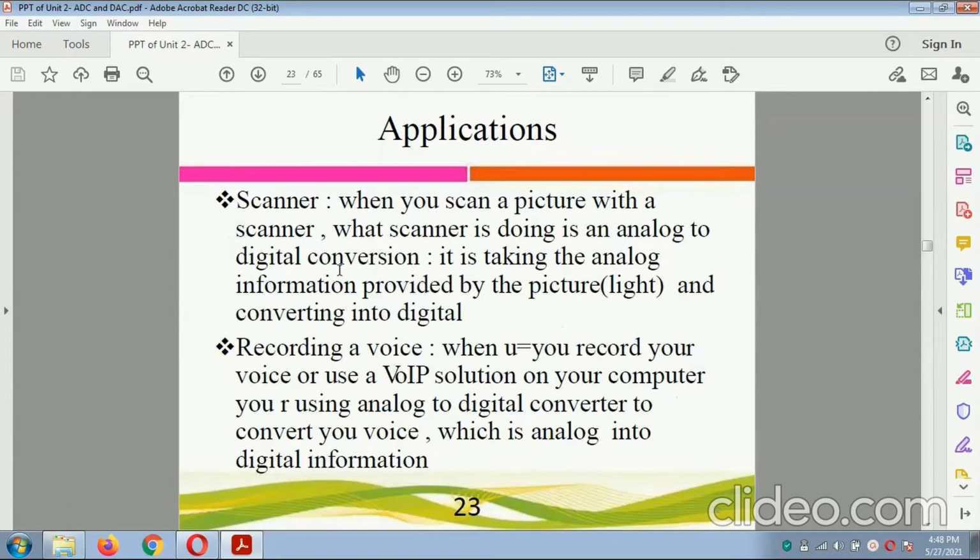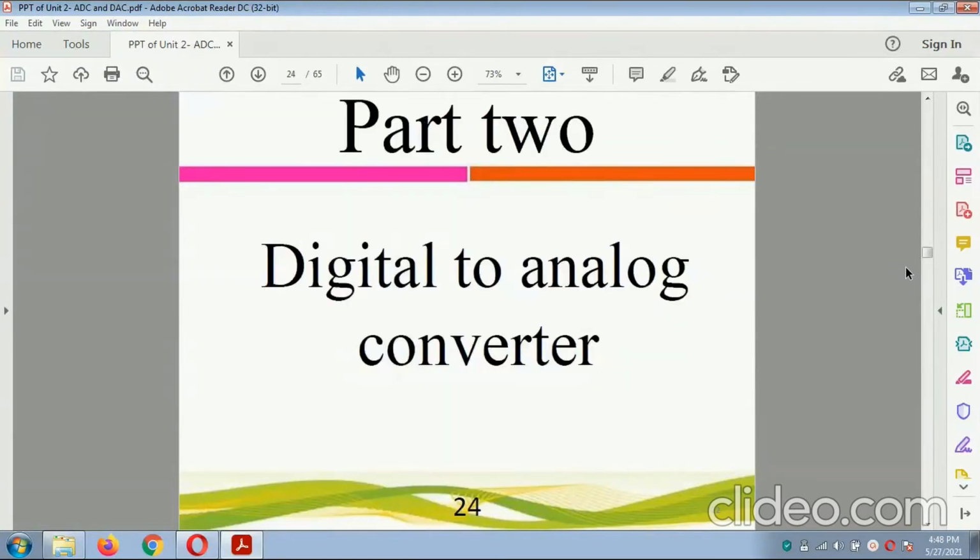The applications. The scanner: when you scan a picture with a scanner, what the scanner is doing is analog to digital conversion. It takes analog information provided by the picture's light and converts it into digital. Recording a voice: when you record your voice or use a VoIP solution on your computer, you are using an analog to digital converter to convert your voice, which is analog, into digital information.